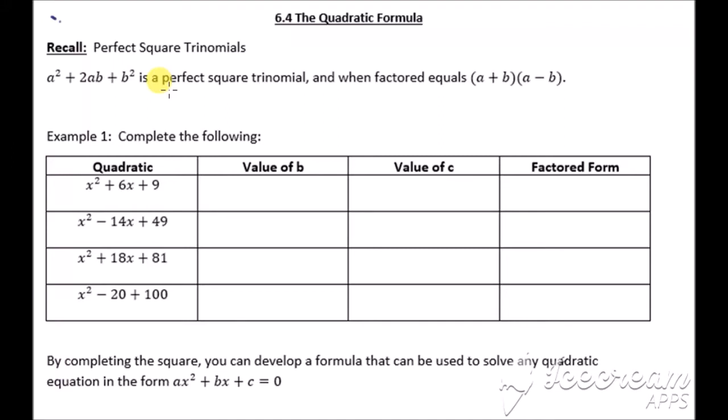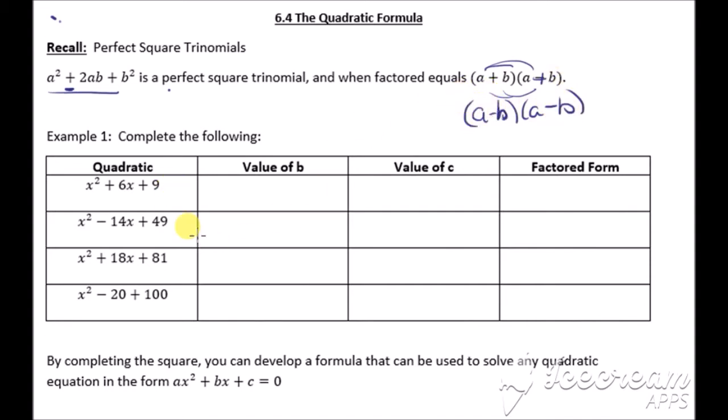6.4, the quadratic formula. So let's recall perfect square trinomials. These are expressions in the form a squared plus or minus 2ab plus b squared. And this is what (a plus b) squared expands to. So if we were to expand this, it would create a perfect square trinomial. The other way is (a minus b) squared.